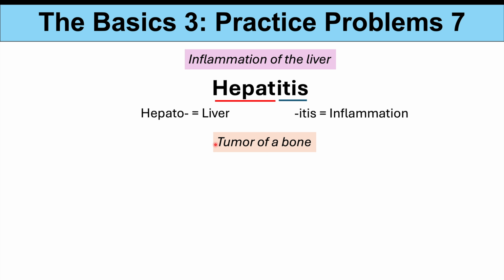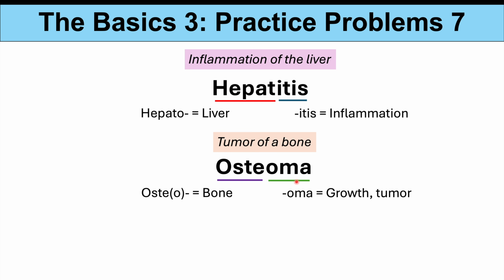The next one here is a tumor of a bone or a growth of a bone. We start off with the bone part here. So ost or osteo refers to bone. And this part of the description, tumor, is the suffix oma. So oma is a suffix referring to growth or tumor. So osteoma is a bone tumor or bone growth.